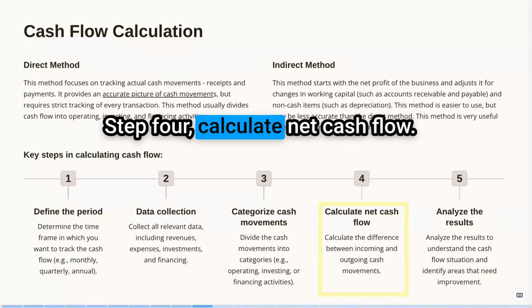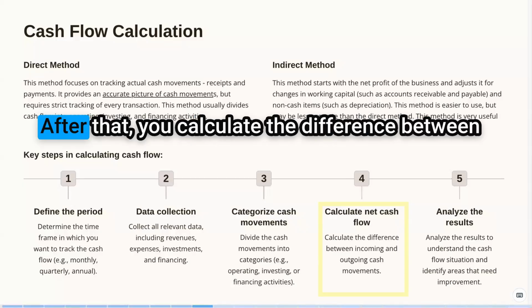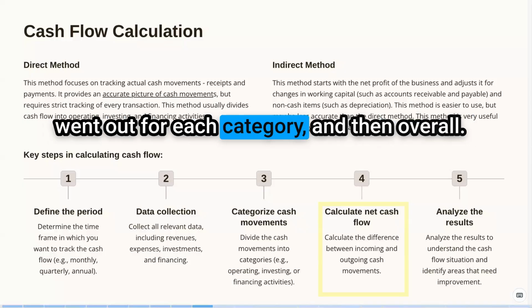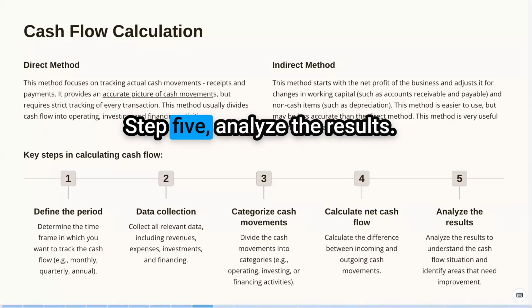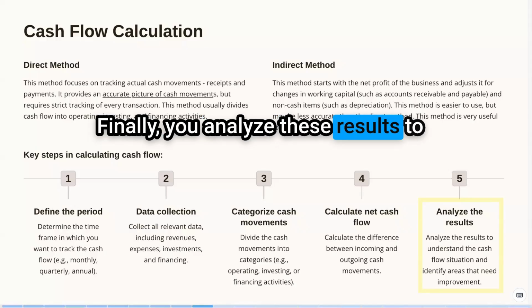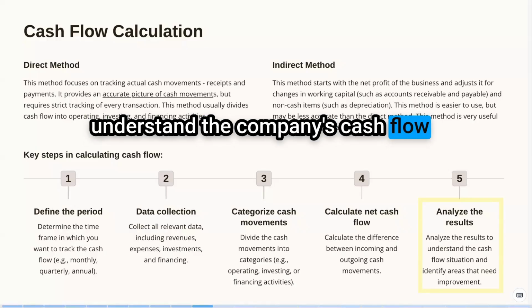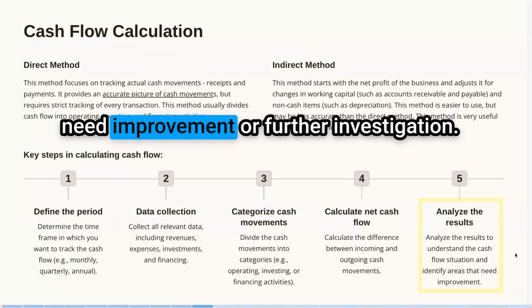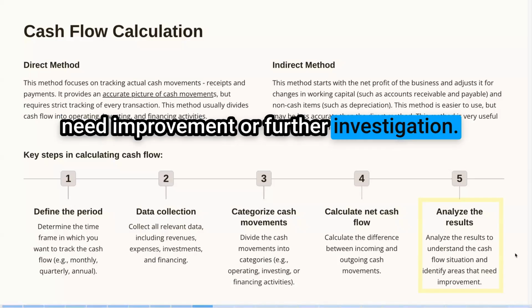Step 4. Calculate net cash flow. After that, you calculate the difference between all the cash that came in and all the cash that went out for each category, and then overall. Step 5. Analyze the results. Finally, you analyze these results to understand the company's cash flow situation and pinpoint any areas that might need improvement or further investigation.